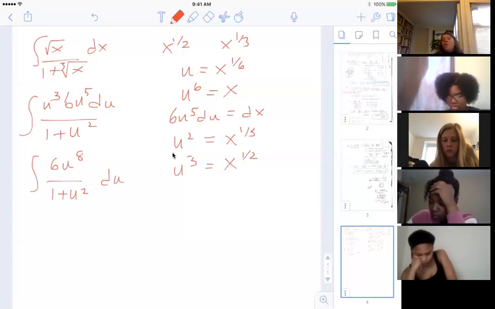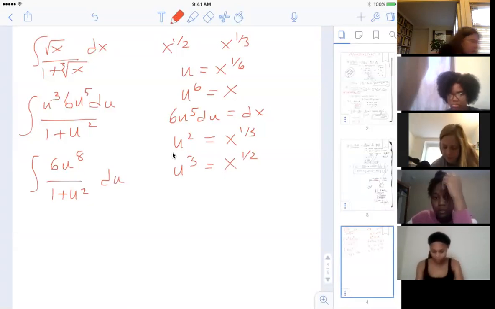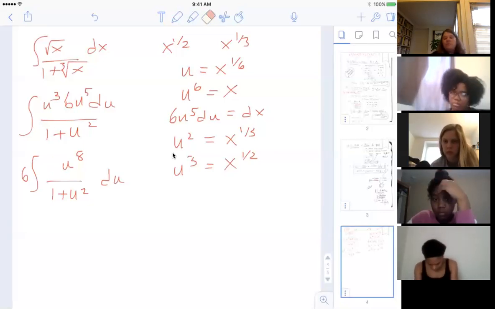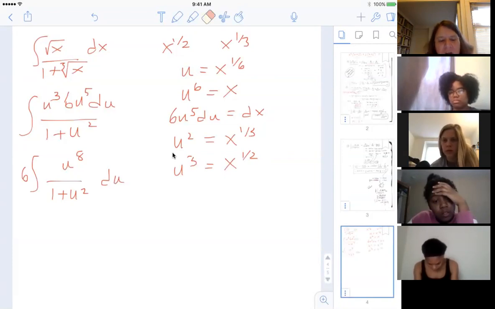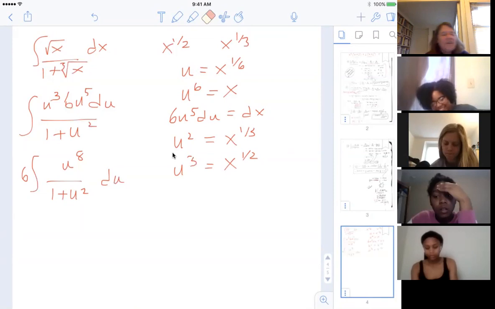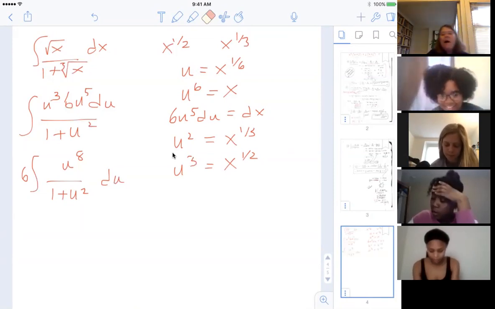Okay, so what do I do next? Pull out the 6. That's a good idea. So I'm going to pull out that 6 and, okay, done. Okay, what next? Guys, it looks like a rational expression, but there's only 1 plus u squared down there, so that didn't do anything for you. The power in the numerator is higher than the power in the denominator. Tiara says you got to divide. Look, if it's a rational expression and the power up here is more than the power down there, you got to divide.